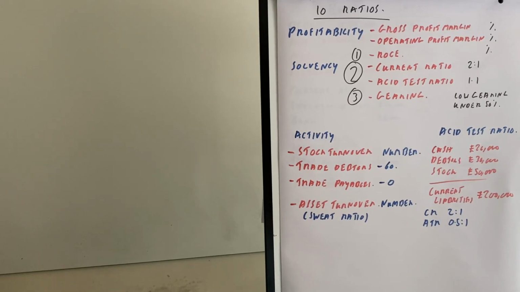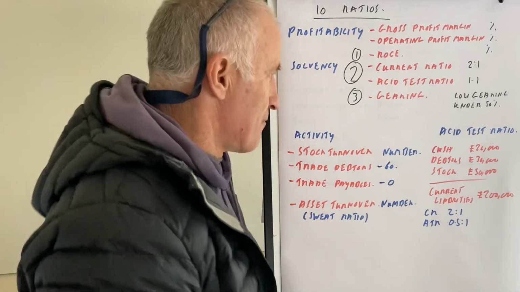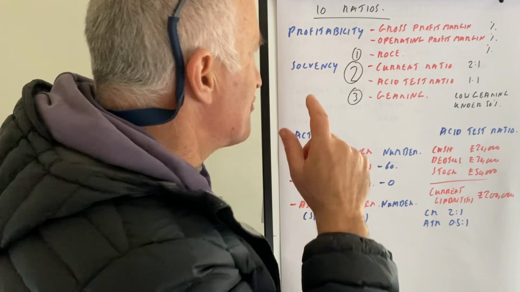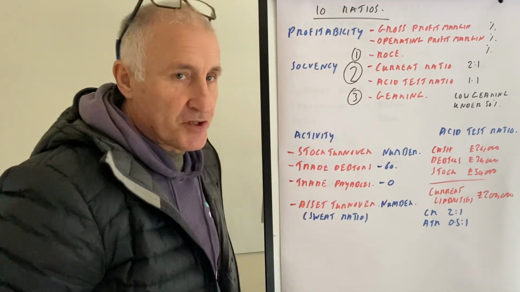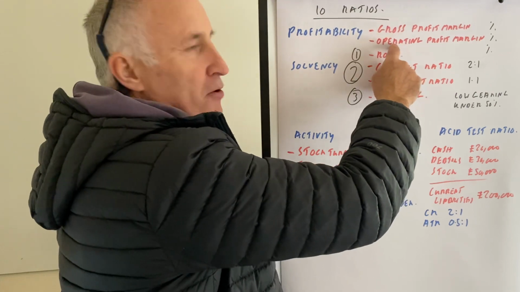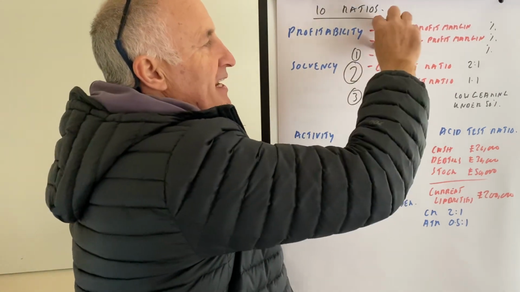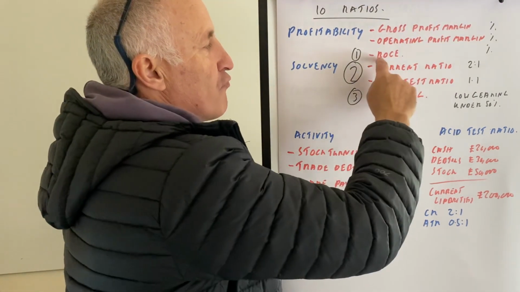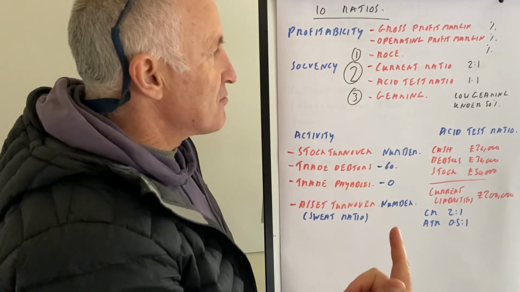Right. Okay, so when you move on to question 11, and maybe earlier on in the paper, there are 10 ratios that you need to know on this course. So the profitability ratios, gross profit margin, operating profit margin, we need an income statement for those two. ROIC, we need a balance sheet and an income statement.